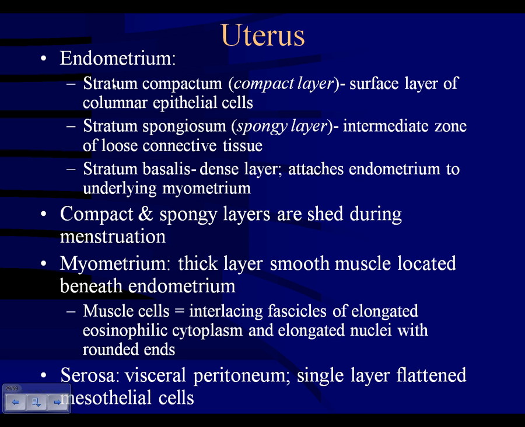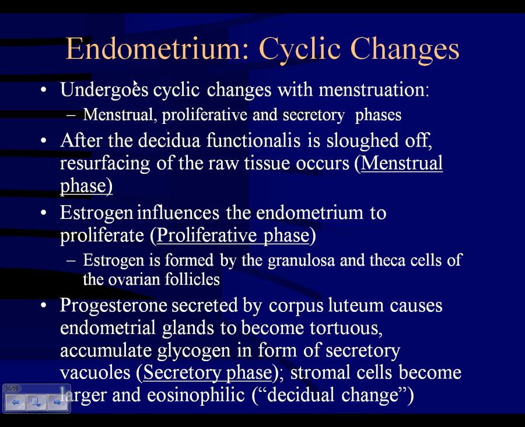The compact and spongy layers are the ones that are shed, and then the myometrium underneath it is just interlacing fascicles of elongated, eosinophilic smooth muscle cells. The nuclei tend to have rounded ends, look cigar-shaped. So that's how you can often tell it from fibroblasts of the connective tissue. Serosa is again visceral peritoneum, a single layer of flattened mesothelial cells.